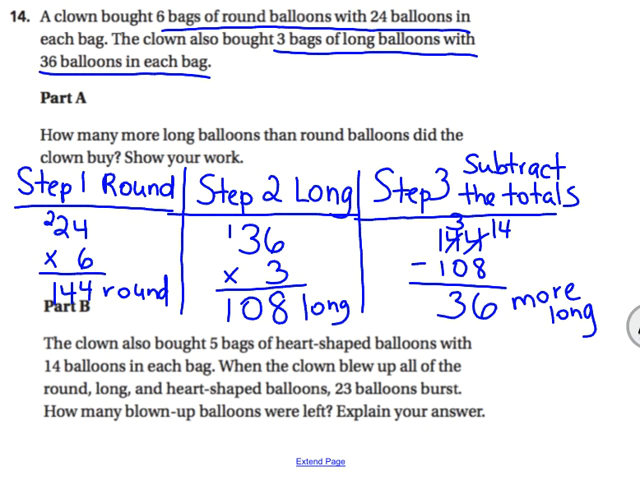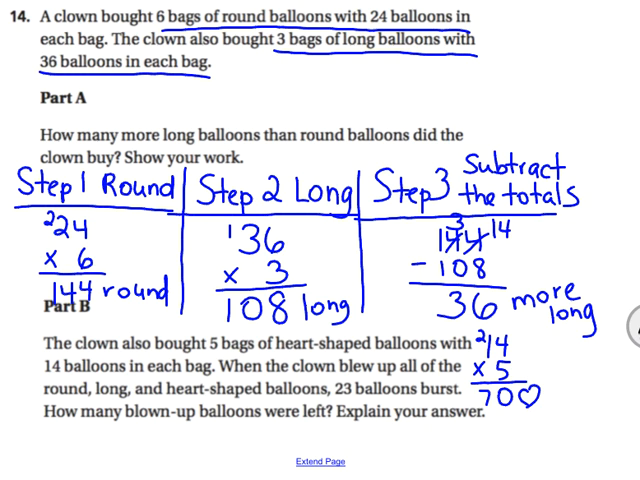All right, well, first, we know that we have a total of the round from part A. We have a total of the long from part A, so we don't need to do that. The new information here is now he has heart-shaped balloons. So I would have to do 14 times 5, okay? Okay, so there's 70 heart-shaped balloons, okay?